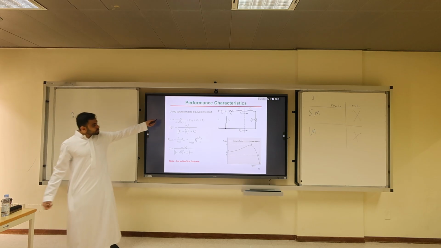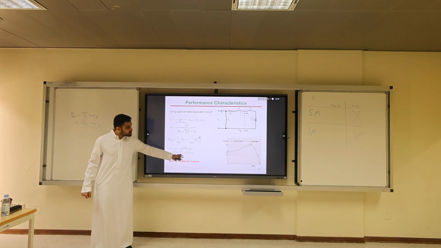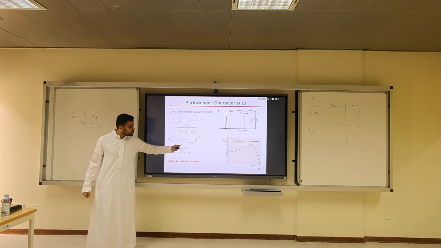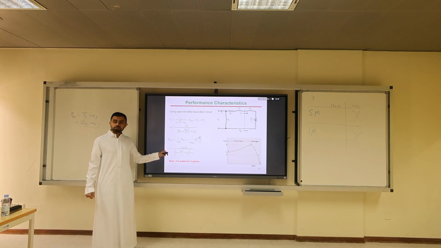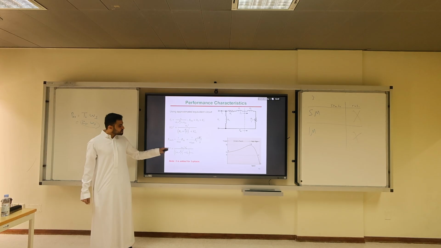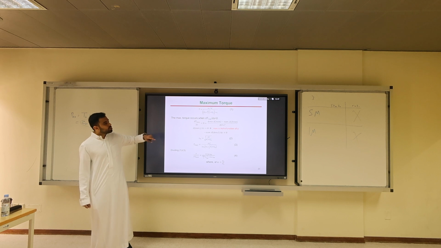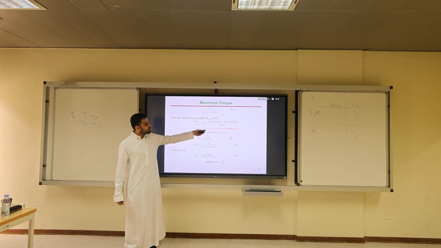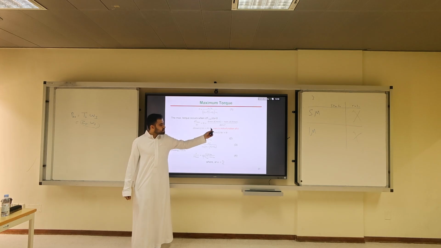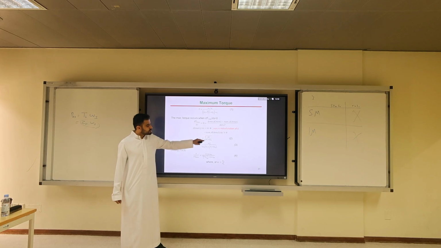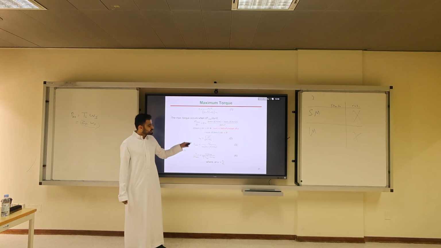So to calculate the torque, this is the equation. I'm not going to go through the derivation. You can see that if we change either R2 or the slip, we can control the torque. We can increase, decrease, etc. So this is the instantaneous torque of the machine. To get the maximum torque of the machine, you need to take this derivative with respect to S, the slip, then you should get the maximum slip and maximum torque.